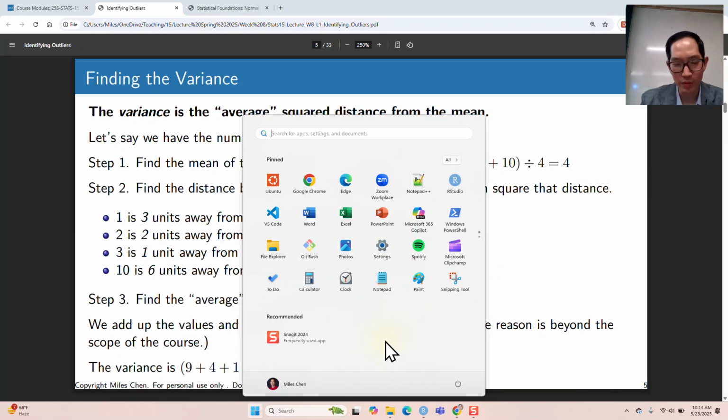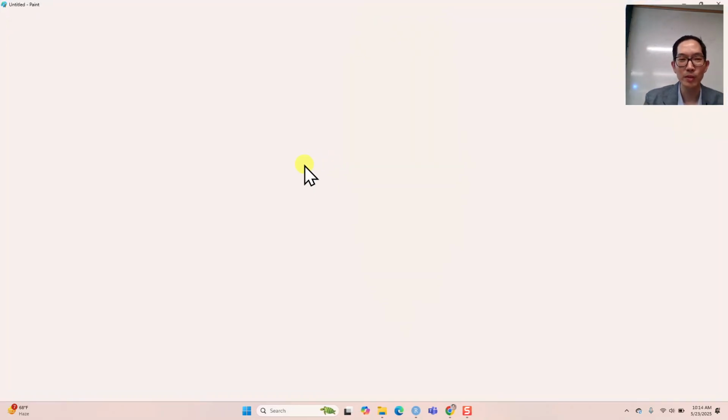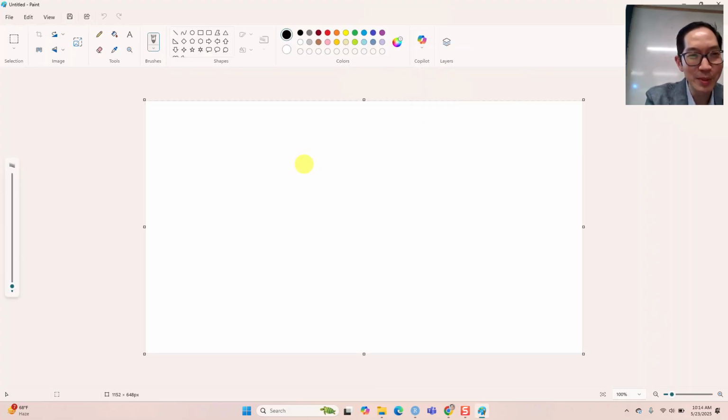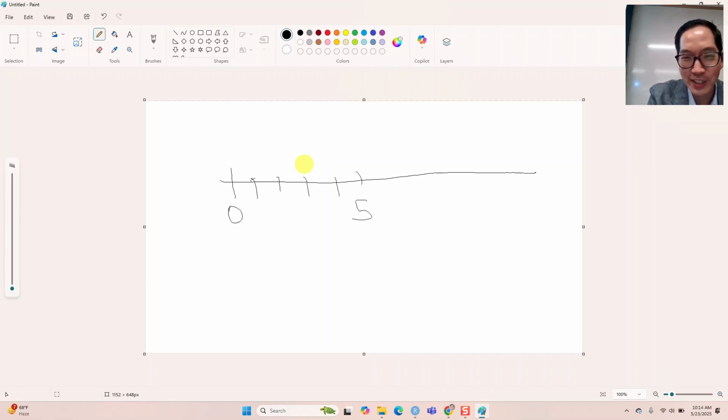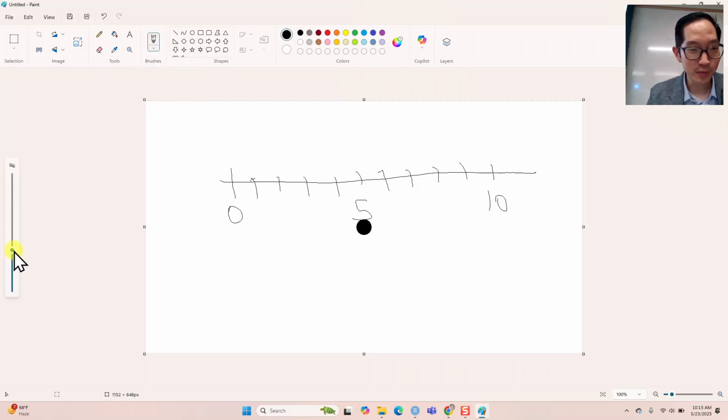And let me see if I can draw this. Where's paint? All right, am I able to draw this? I don't know if my fingertip will work here. Oh, look at that. Okay, so here's our number line. 0, 1, 2, 3, 4. Okay, here's 5, 6, 7, 8, 9. All right, 10. Okay, and let's say I have points, and I want a fat brush. Okay, I'm going to put a point at 1, 2, 3, and 10.